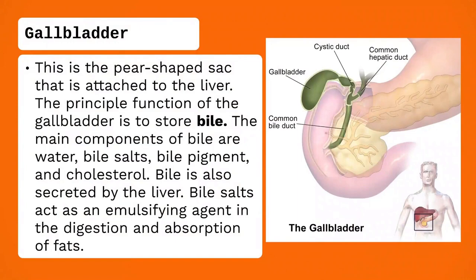Our gallbladder is a pear-shaped sac that is attached to the liver. The principal function of the gallbladder is to store bile. The main components of bile are water, bile salts, bile pigment, and cholesterol. Bile is also secreted by the liver, so bile salts act as an emulsifying agent in the digestion and absorption of fats.